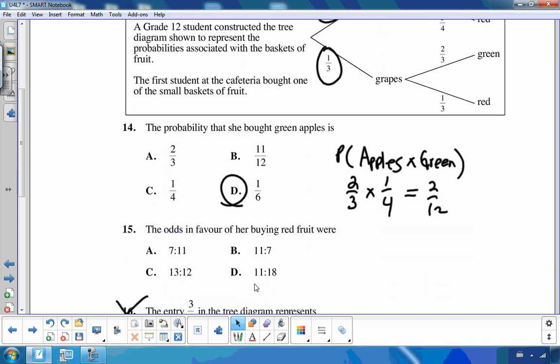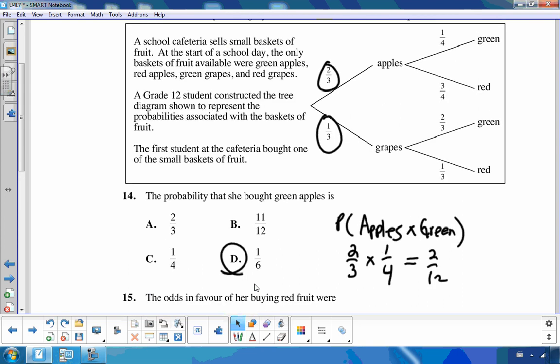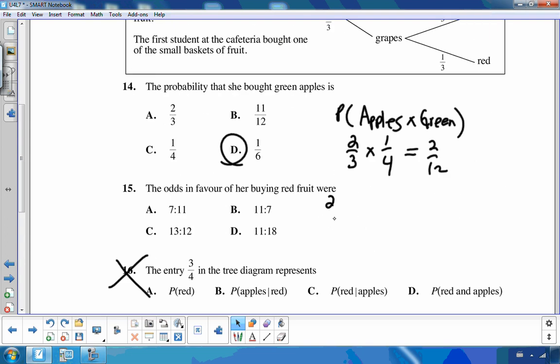Okay, the next one says the odds in favor of her buying red fruit. Well, let's figure out what the probability of buying red fruit is before we can do the odds in favor. So for red fruit, it would have to be apples that are red. So that is 6 out of 12.